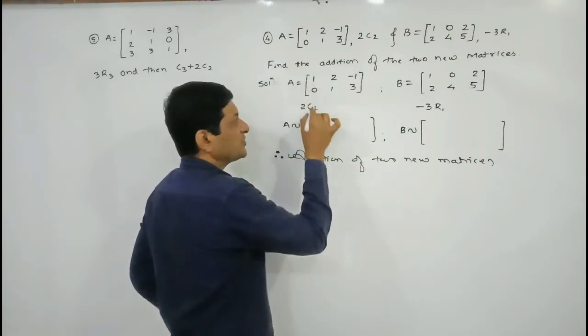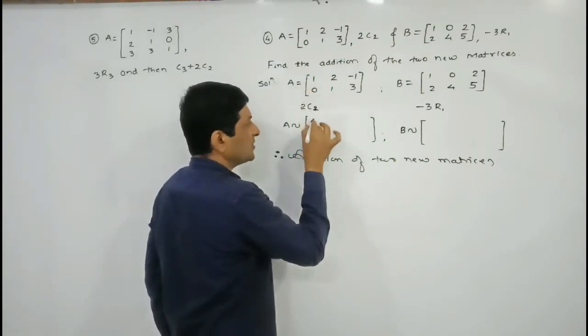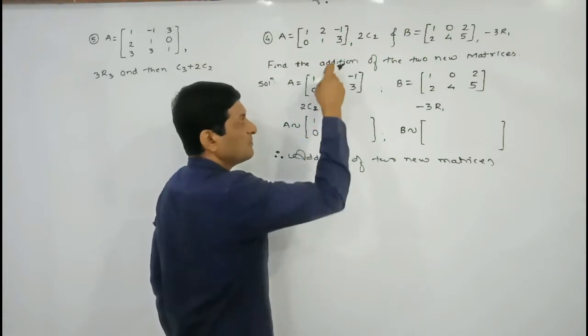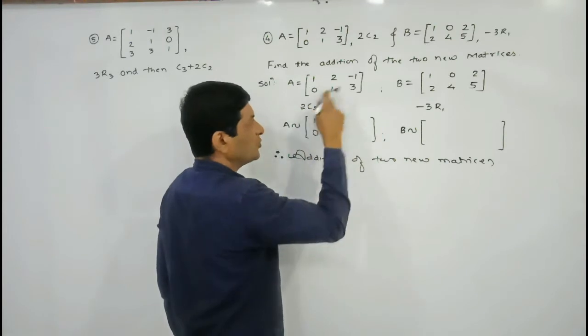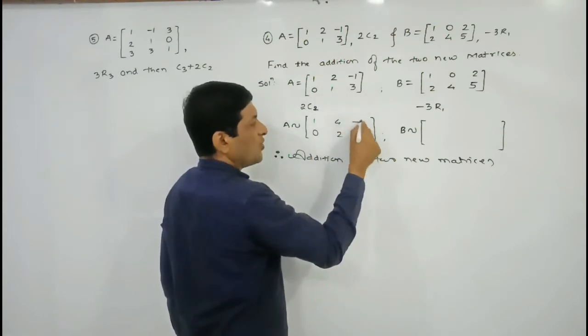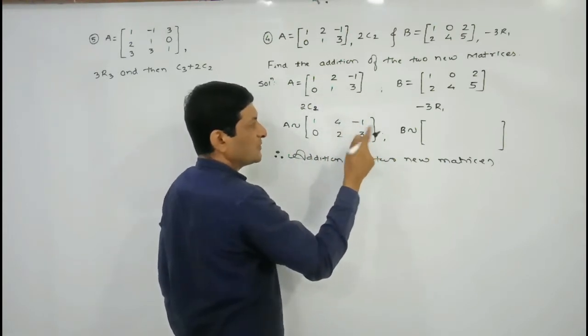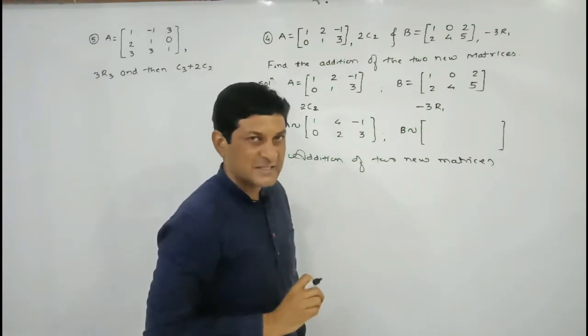So here there is no operation on the first column, so keep the element of the first column as it is, and multiply the element of the second column by 2. So 2 2s are 4 and 2 1s are 2. Here there is no operation on the element of the third column, so keep the element of the third column as it is.